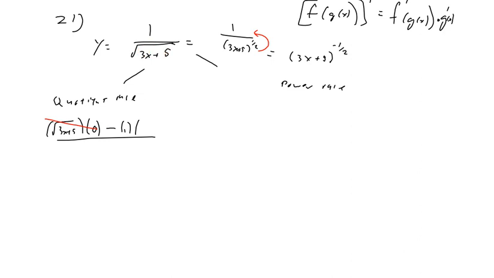So derivative of the outside times derivative of the inside. If we do that, the derivative of the outside, well, the derivative of a square root is always 1 over 2 root the thing. That's your derivative of a square root.